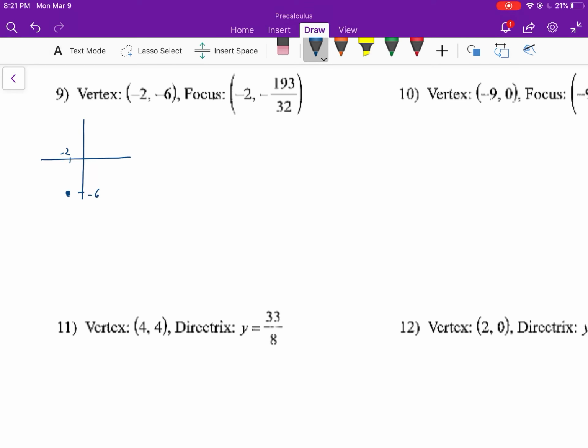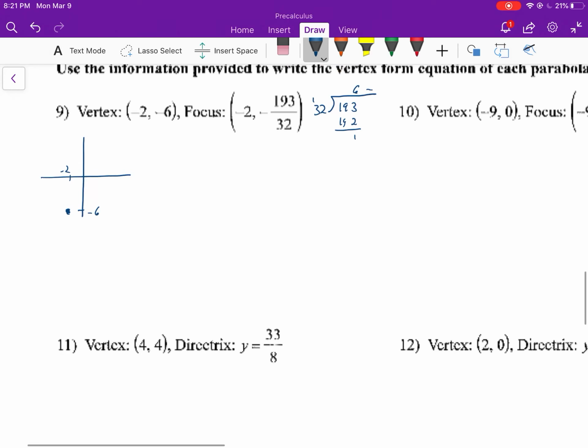The focus is at negative 2, negative 193 over 32. Well, that's not a very convenient number to work with. Let's see what that is as a mixed number. 193 over 32 is 6 and 1/32. So the focus is here, still at negative 2, but a little lower than negative 6, exaggerated. So that's the focus point, and that's the vertex. The focus always lies on the interior of a parabola, so we know the parabola has to come down this way.